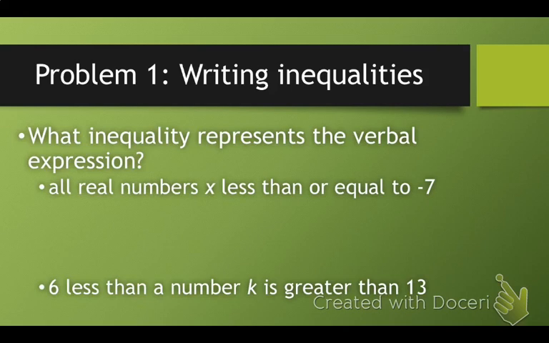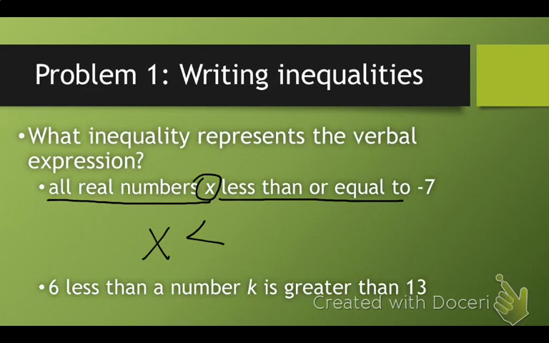What inequality represents the verbal expression? So we are just going to be writing an inequality. All real numbers x less than or equal to -7. So all real numbers, and then it refers to my variable right there. So I've got my x less than or equal to. So I am going to have x, or all real numbers, less than or equal to -7.